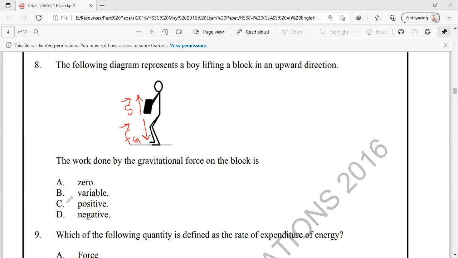So in that case the work done is always negative, because the angle between force and displacement is 180 degrees, and cos of 180 degrees is equal to -1, and the formula for the work done is Fs cos theta. So in that case, cos theta will be equal to -1, and overall the work done will be negative. So the correct answer is option D.